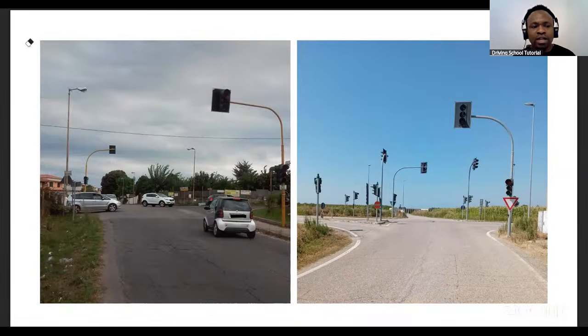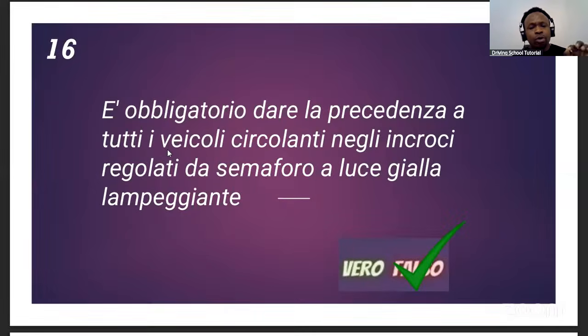You understand? So the answer to this question here, which said è obbligatorio dare la precedenza a tutti i veicoli circolanti negli incroci regolati da semaforo a luce gialla lampeggiante, the answer is falso, because it is not obligatory that you must give right of way to all vehicles that are circulating in a junction that is regulated by a yellow flashing light. You can only give right of way according to the direction that you are coming from. What type of sign are you having? Are you having a direct precedential sign, or you don't have it at all? You understand? So if I don't have it, I'm not giving it to anybody, but I will have to pay attention and apply prudence. So the answer is false.